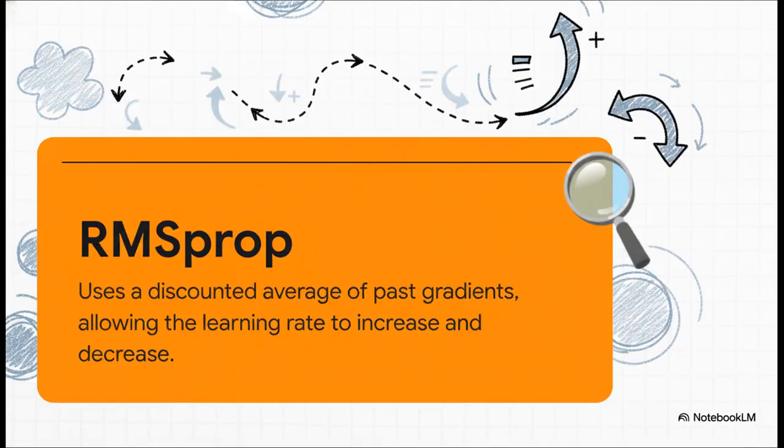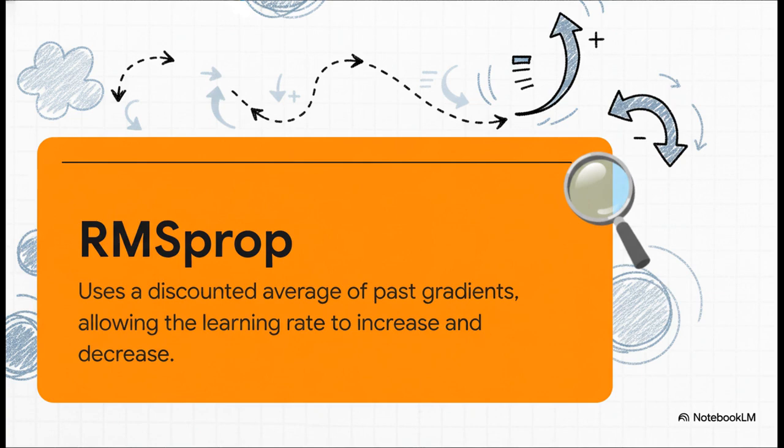And that's where RMSprop comes in to save the day. It fixes this exact problem. Instead of remembering the entire history of gradients, it uses a moving discounted average. So what does that mean? It just means it cares more about what's happened recently than what happened way back at the beginning. And that is the absolute key difference. The learning rate can now go back up if the situation calls for it, which stops it from stalling out way too early.